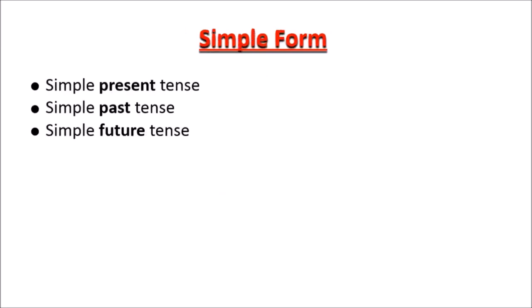Now we are going to learn simple form. So this is the first form of tense in English. Okay. Under simple form there are 3 types. They are simple present tense, simple past tense and simple future tense. So these are the 3 tenses in simple form.